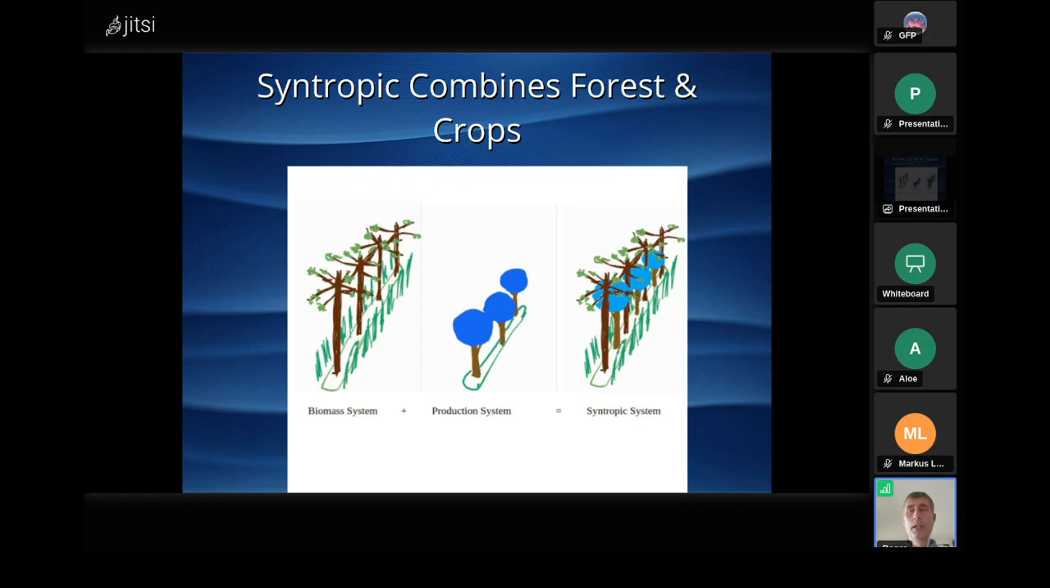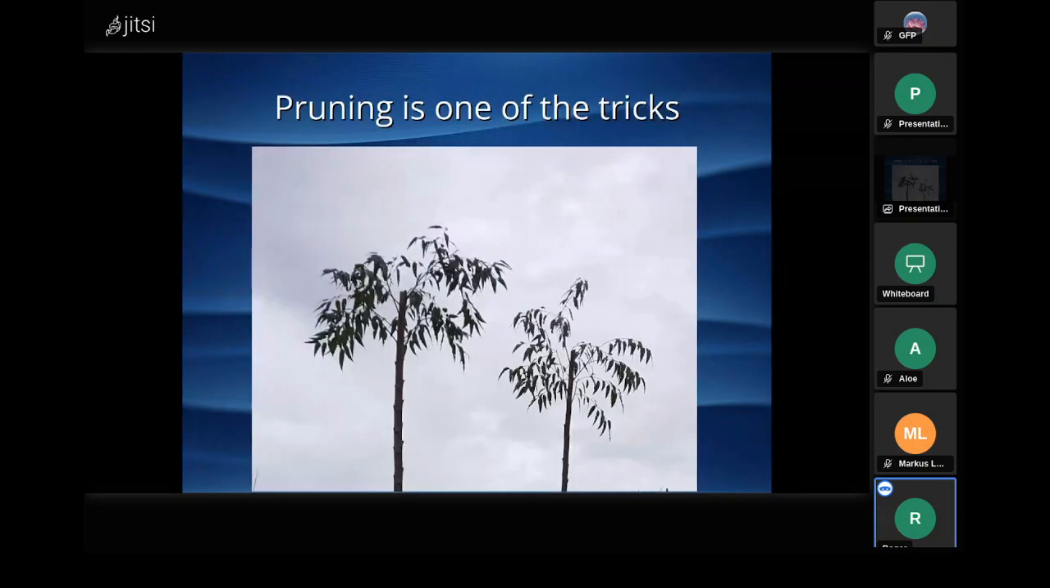And a typical syntropic system integrates both the biomass and the production system. That's how you get this system. And if you choose the species correctly, they work together. They don't compete. Just as a forest can be messy, but at the same time, all thriving.